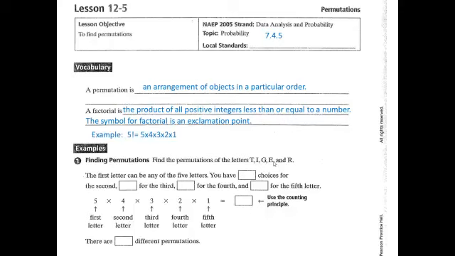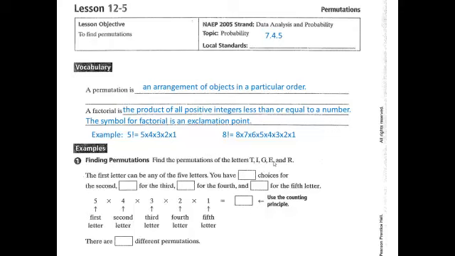We have an example here. We have 5 exclamation point. That means 5 factorial. To find that, you would take 5 times 4 times 3 times 2 times 1. We can do another one. This is 8 factorial. 8 times 7 times 6 times 5 times 4 times 3 times 2 times 1. If you need more time, pause the video to finish writing the definitions and these 2 factorial examples.